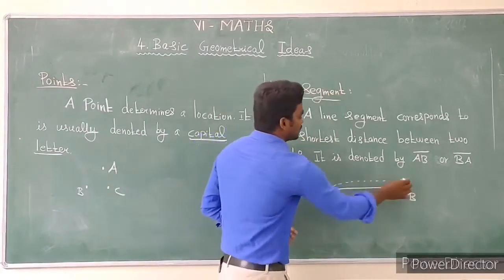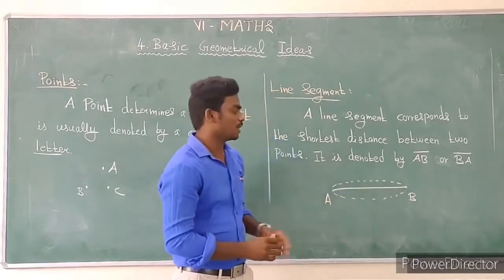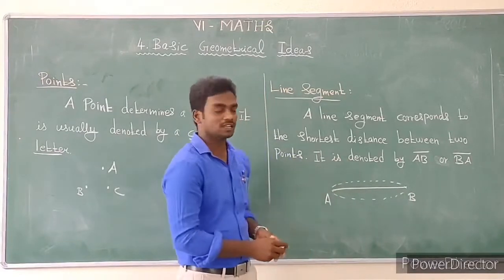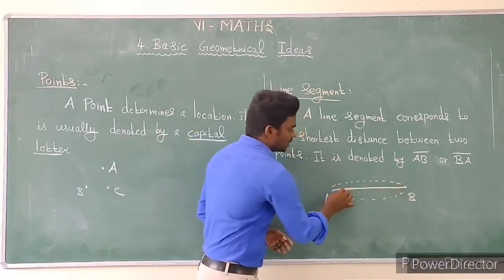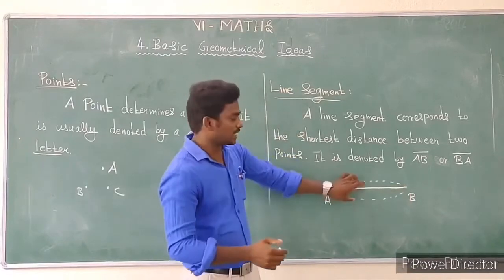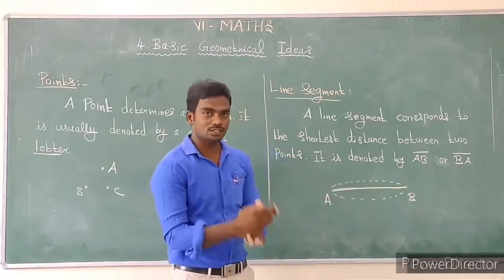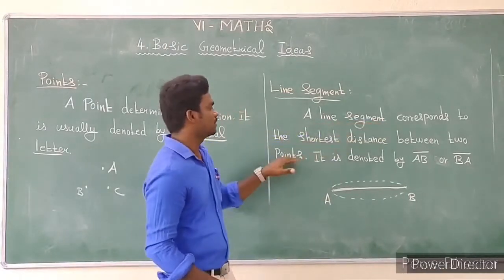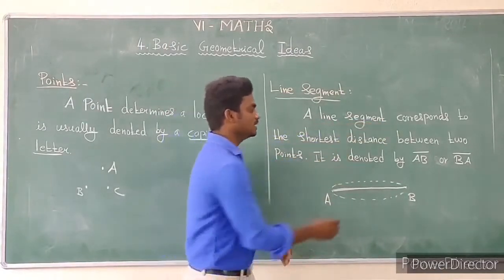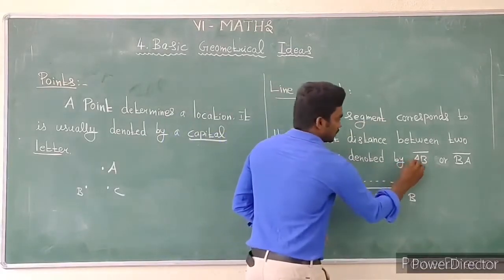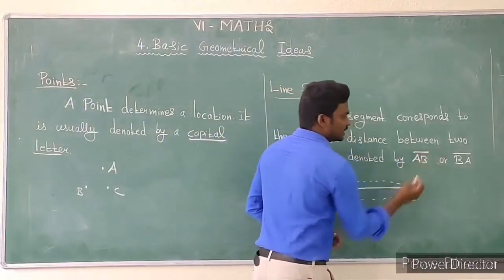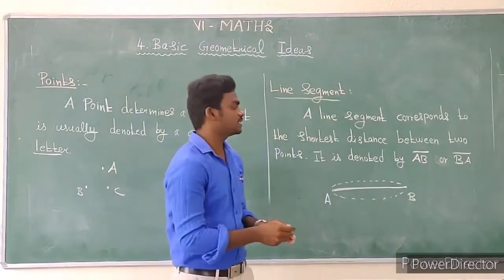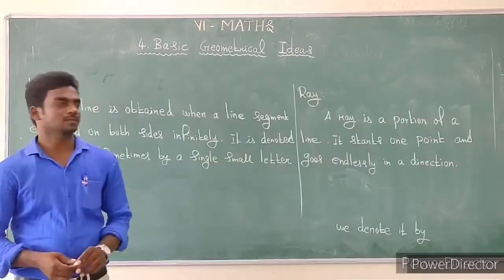So we can join these two points in many ways, but what is the difference? The difference is the distance. This straight line is the shortest distance between the two points. A line segment corresponds to the shortest distance between two points, and it is denoted by AB with a line segment symbol on top. So what is a line segment? A line segment represents the shortest distance between two points.